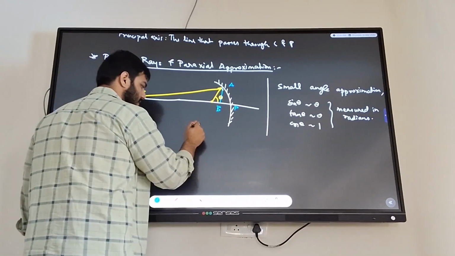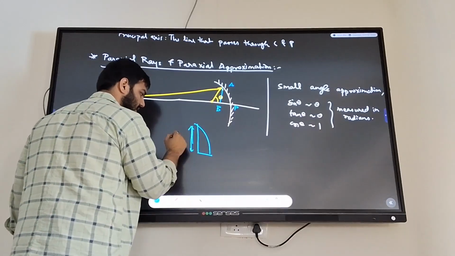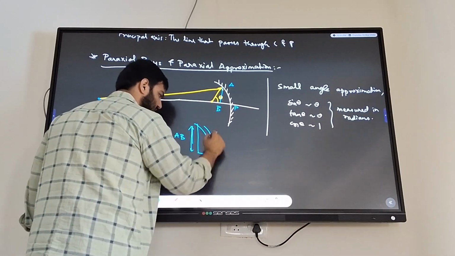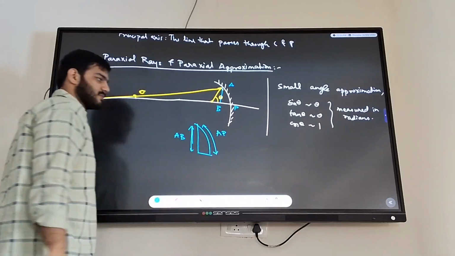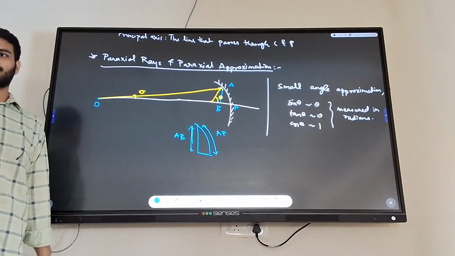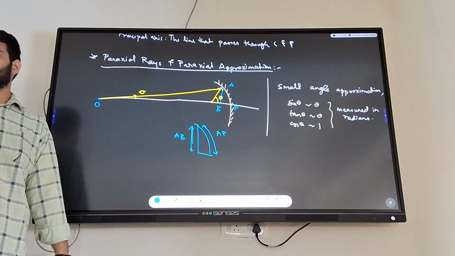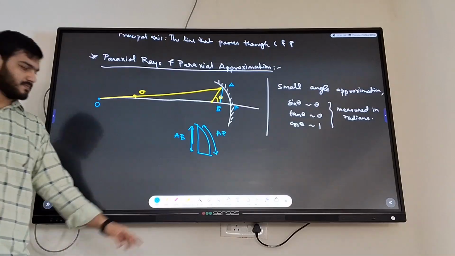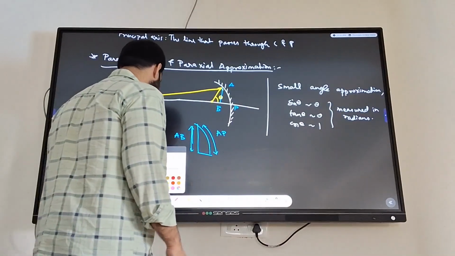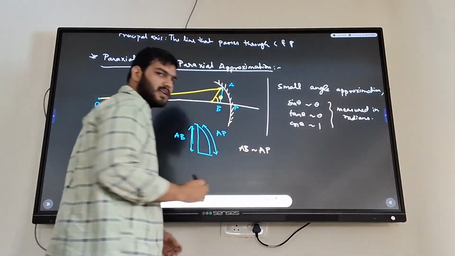This is what I am talking about. This distance AB and this distance AB are approximately the same. The curve can be approximately taken to be a plane. I will use this as well. This is also under the approximation called paraxial approximation. So what is the approximation then? AB approximately equal to AB. Why did I use this?